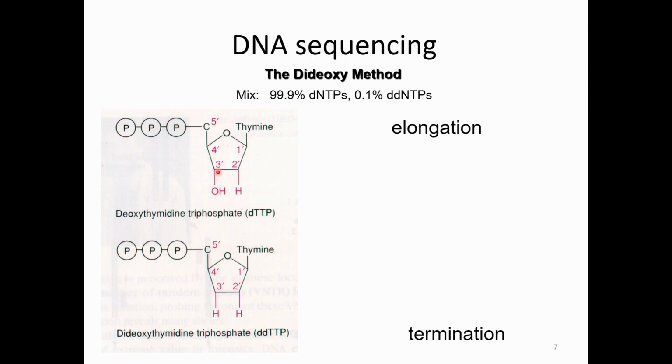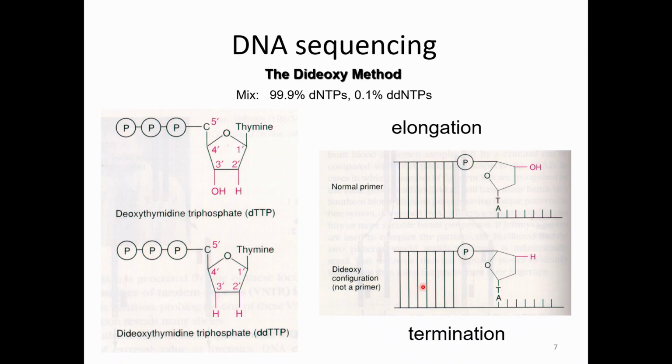And all they've done is turn that 3' hydroxyl into simply a hydrogen atom. So this nucleotide here can be incorporated into a growing strand using base pairing rules. It has to pair with A. But once it's incorporated, you can't extend that strand because there's no hydroxyl group on the 3' end. So it's a chain terminating nucleotide. And it's actually a dideoxynucleotide, because it's called dideoxy because there's no oxygen on the 2' or the 3' carbon in the sugar moiety.